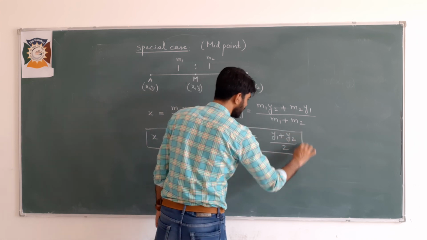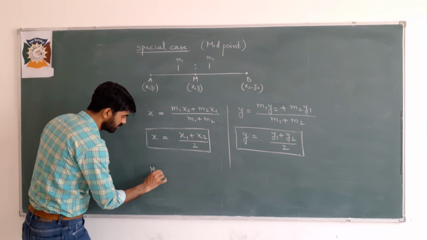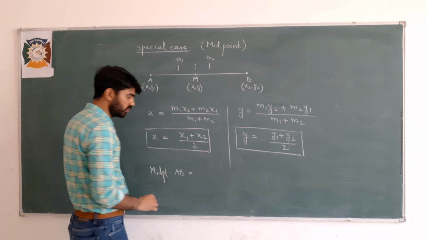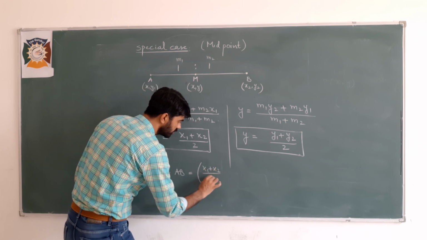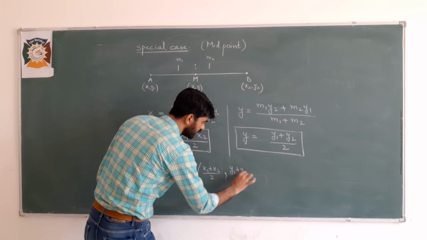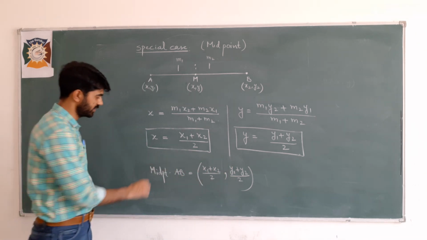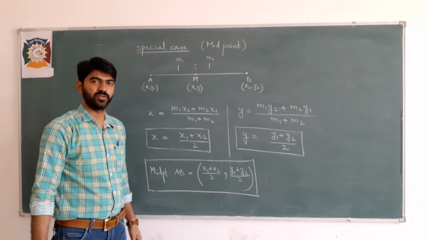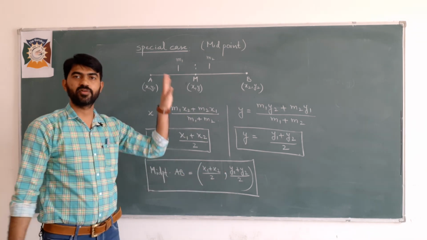So for midpoint of any line segment, I can write here now midpoint of AB is equal to x coordinate will be x1 plus x2 by 2 and y coordinate will be given as y1 plus y2 by 2. So we can find midpoint by this formula directly. This is special case of section formula only. So midpoint can be found by using this formula directly.